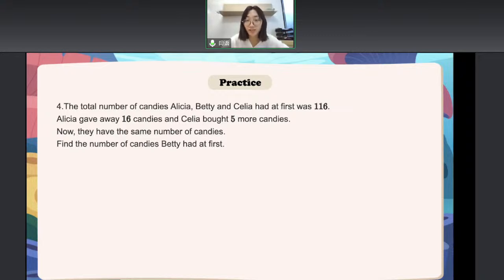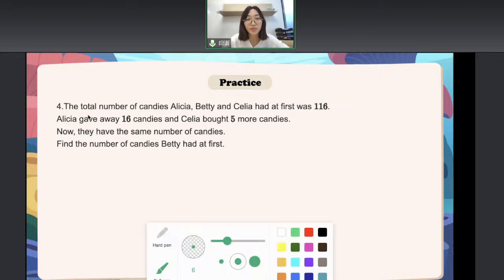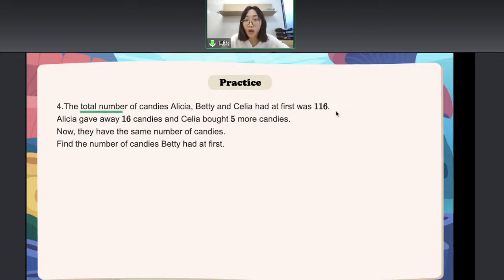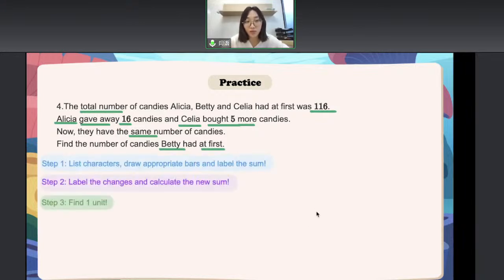When you read the question, also try to underline some keywords. Total number, 116. Alicia gave away 16. Celia bought 5 more. Now, they have the same number. Find the number of candies Betty had at first. Okay, again, following our 3 steps. Step 1, list the characters, draw appropriate bars, and label the sum.